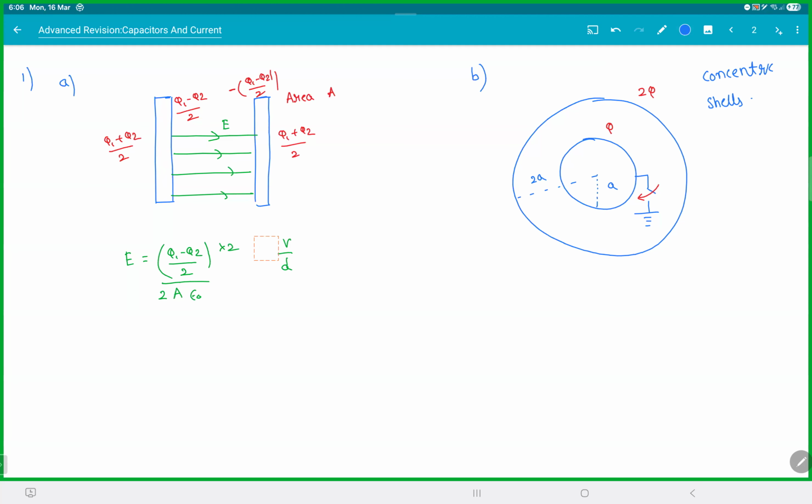I'll just leave it like this. This is the field between the plates. So in the formula, when you write Q is equal to CV, this Q is the charge on the inner surface of the positive plate, or you can say the charge responsible for creating the potential difference between the plates. You should have gone through the notes. It's the first question in the capacitor.